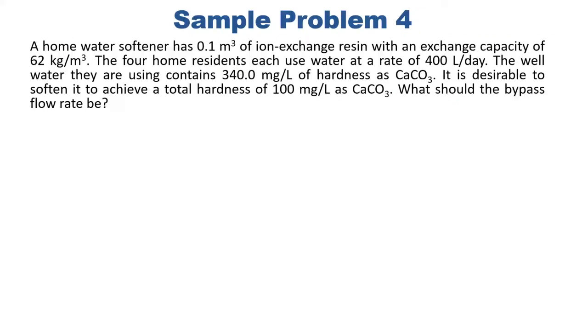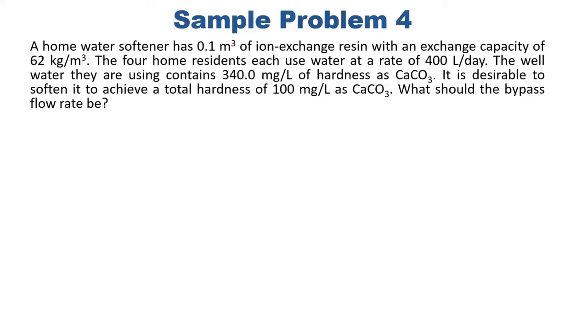So let's solve a problem related to ion exchange softening. A home water softener has 0.1 cubic meter of ion exchange resin with an exchange capacity of 62 kilograms per cubic meter. The 4 home residents each use water at a rate of 400 liters per day. The well water they are using contains 340 milligrams per liter of hardness as calcium carbonate. It is desirable to soften it to achieve a total hardness of 100 milligrams per liter as calcium carbonate. What should the bypass flow rate be? So the question is asking for the bypass flow rate.